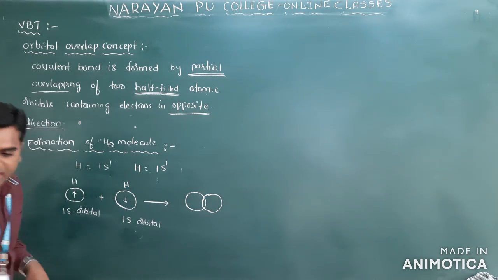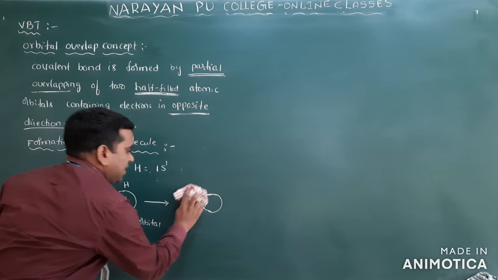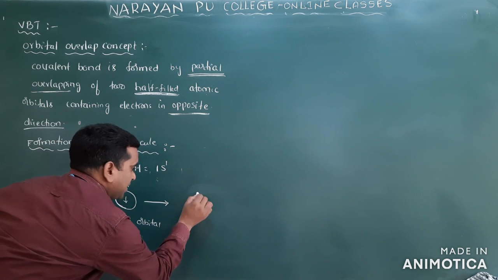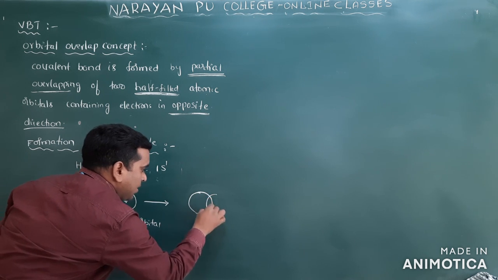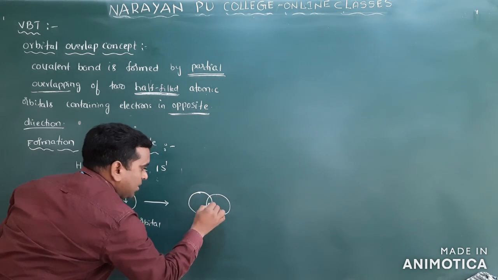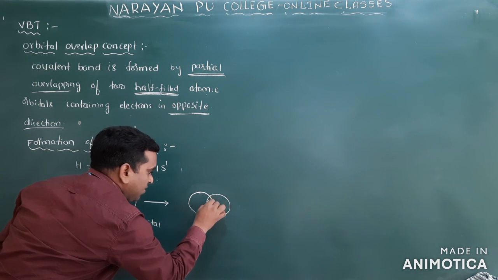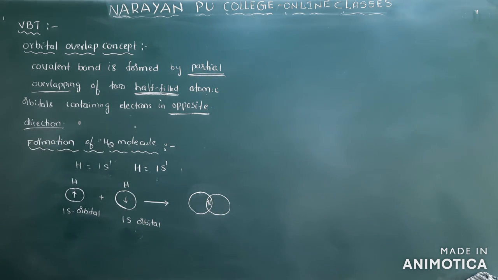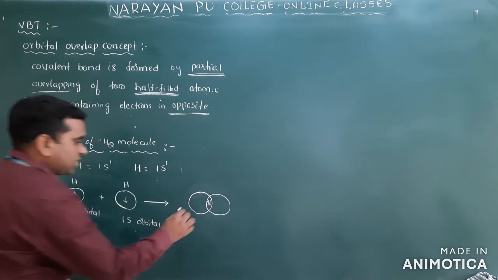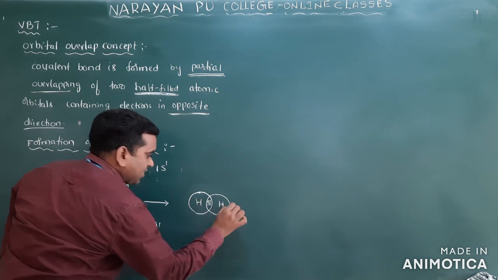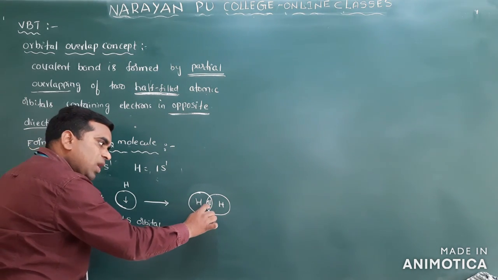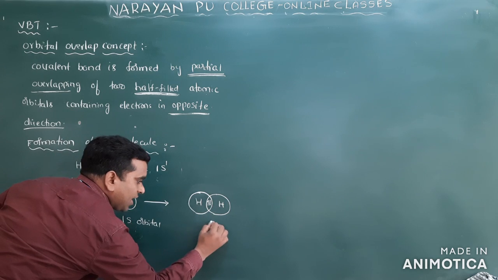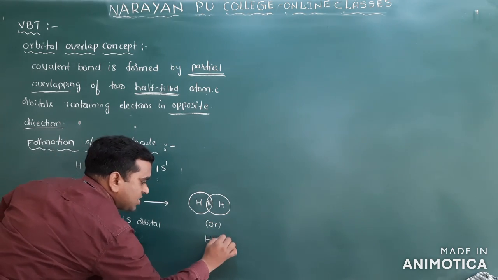And 2 electrons are present in this overlapping region, with opposite spin. So this is one hydrogen and this is another hydrogen. Here 2 electrons are there. Then simply we can write here H and H.